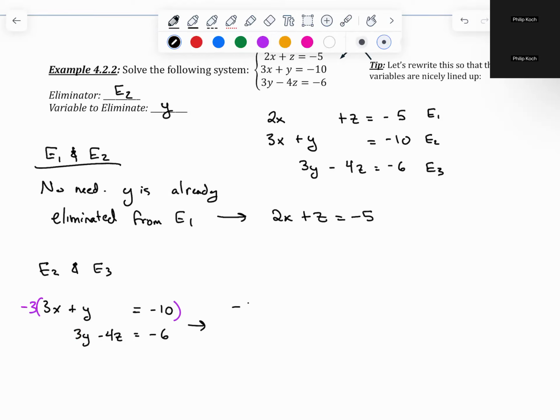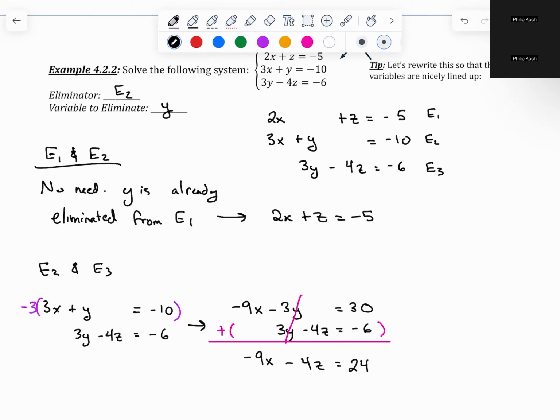So we've got -9x minus 3y equals positive 30. And 3y minus 4z is equal to -6. And I'll add them together. The 3y's in the middle will cancel. -9x has nothing to add to it, so it just stays -9x. -4z, there's nothing for -4z to be added to, so it just becomes -4z. And 30 plus -6, that's positive 24. And there we have it. We will now have our system, our baby 2x2 system.